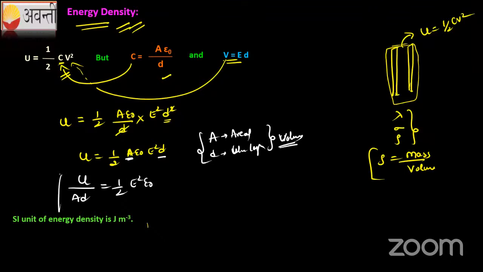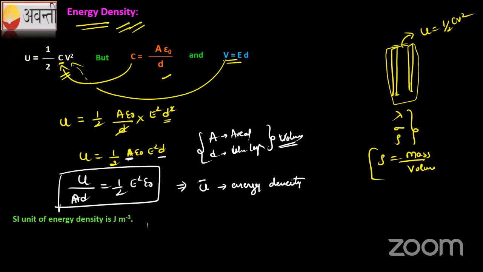We call this energy density, energy per unit volume. We can replace this by a symbol like this, U dash. U dash stands for energy density, guys. Then what formula do we get for energy density? ½ ε₀ E².